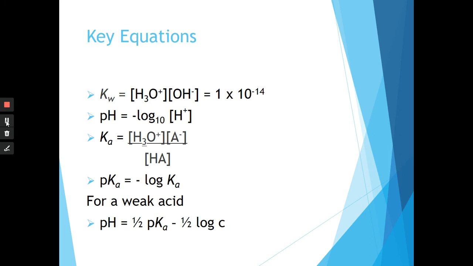So there are some key equations that we're going to be looking at. Some of these we have already met, and 2 or 3 of them are new to today. So we are familiar with the ionic product of water. We are familiar with the fact that the hydronium ion times the hydroxide ion is equal to 1 times 10 to the minus 14. We are familiar with pH equaling the negative log of the hydrogen ion concentration. We're going to take this a bit further.